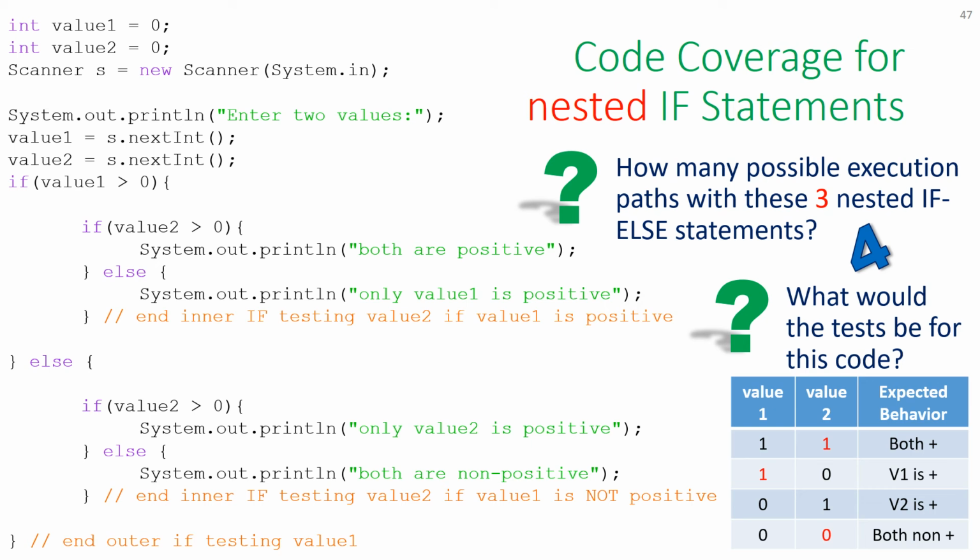And then I try to find values. This first value, value 1: if value 1 is 1, 1 greater than 0 is true. So I'm here. Value 2: if value 2 is 1, value 2 greater than 0 is true. I trigger this: both are positive. Yeah, 1 and 1 are going to trigger this. If I do 1 and 0, this is true, this is false, I'm here. If I do 0 and 1, this is false, I jump to the else. This is true, I'm here.